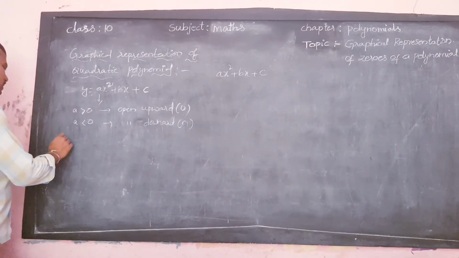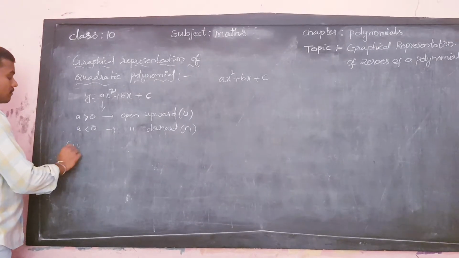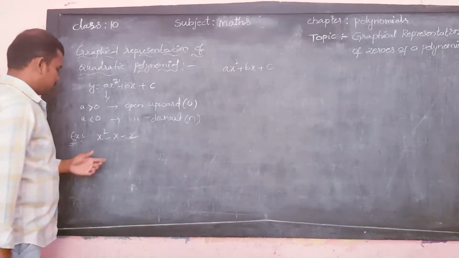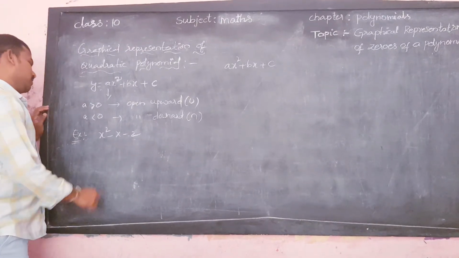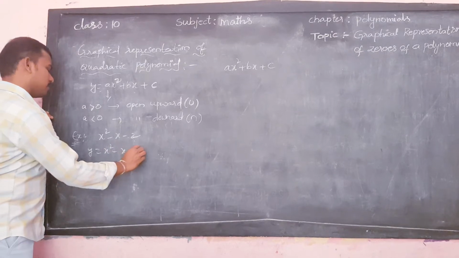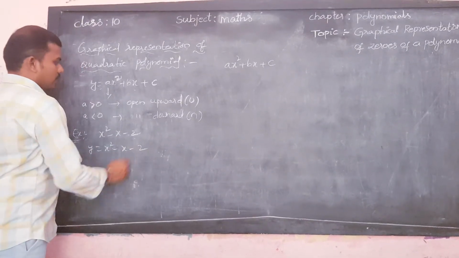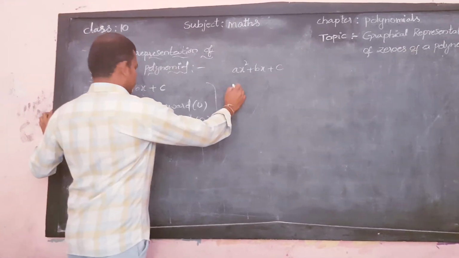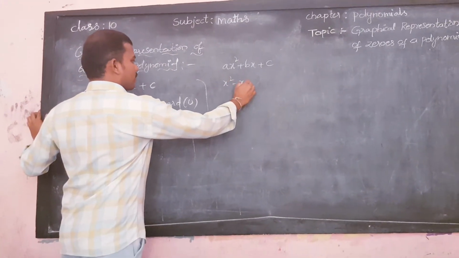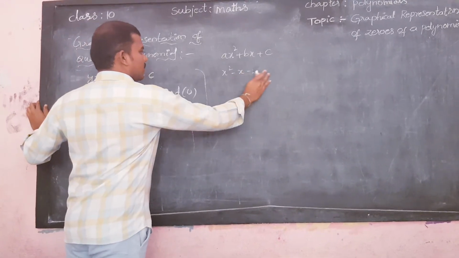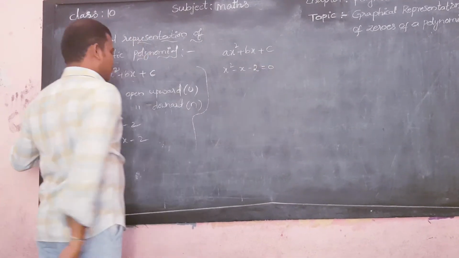So take an example. x square minus x minus 2. This is the quadratic polynomial. So y equals x square minus x minus 2. Here we set the quadratic polynomial equal to 0, to find the zeros of the quadratic polynomial.